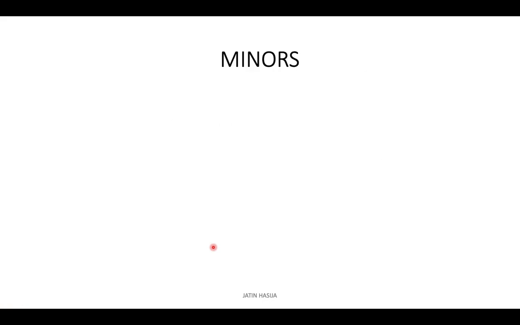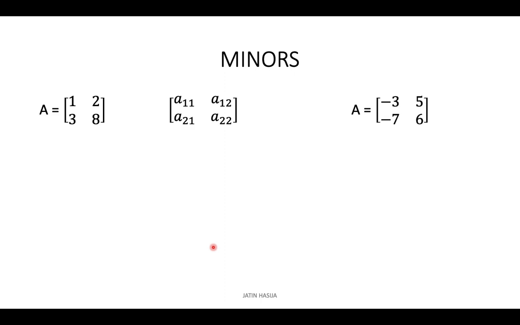Now, how to find the minors? Remember, whenever it is written in small letters, we mean elements. If I take an example of matrix A as 1, 2, 3 and 8, this is a11, this is a12, this is a21, and this is a22. Remember, all are written in small letters. Whenever we talk of small letters, we talk of the respective elements. Whenever we write capital letters, it means we are writing their cofactors.